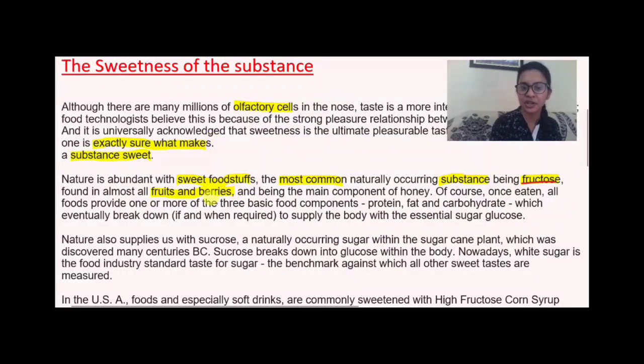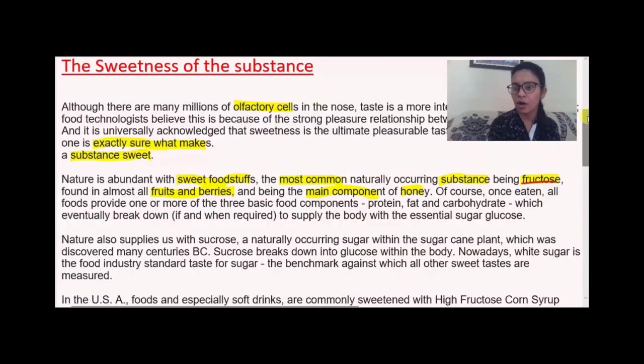So it is majorly found in almost all the fruits and berries, and it is also the main component of honey. Of course, once eaten, all foods provide one or more of three basic food components: protein, fat, and carbohydrates, which eventually break down to supply the body with essential sugar, glucose.